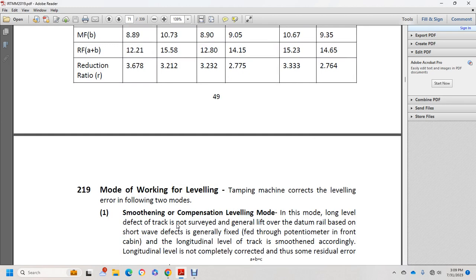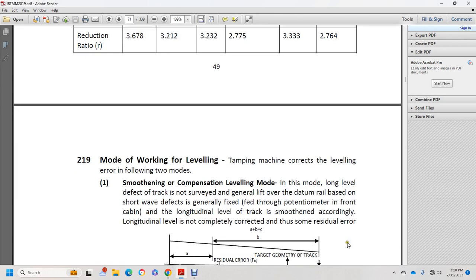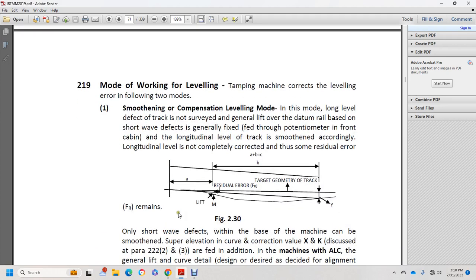219. Mode of working with leveling: the tamping machine corrects leveling errors with the following two methods. Smoothing, composition leveling mode method: long leveling defects with non-surveyed general lifting over the datum of the rail, based on shortwave defects. Generally fixed or fed with the pentameter in front of the cabin, the longitude level of the track is smoothed according to the longitude level, and the design is completely corrected, thus the residual error remains.